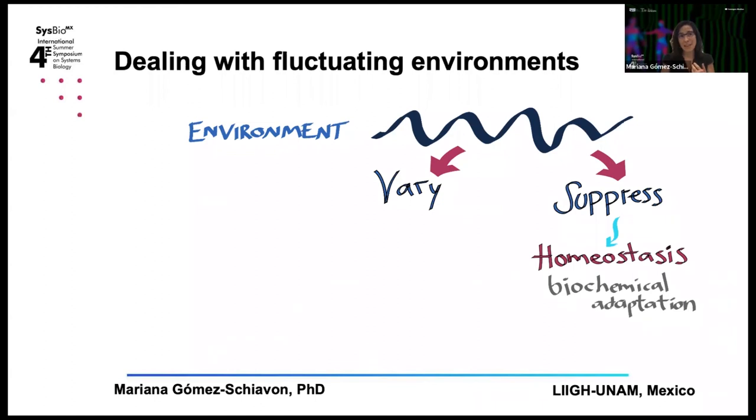Given the limited time here, I won't get into this at all in the rest of the talk, but it is an important branch of research in our lab. And please approach me later if you want to know more about it.